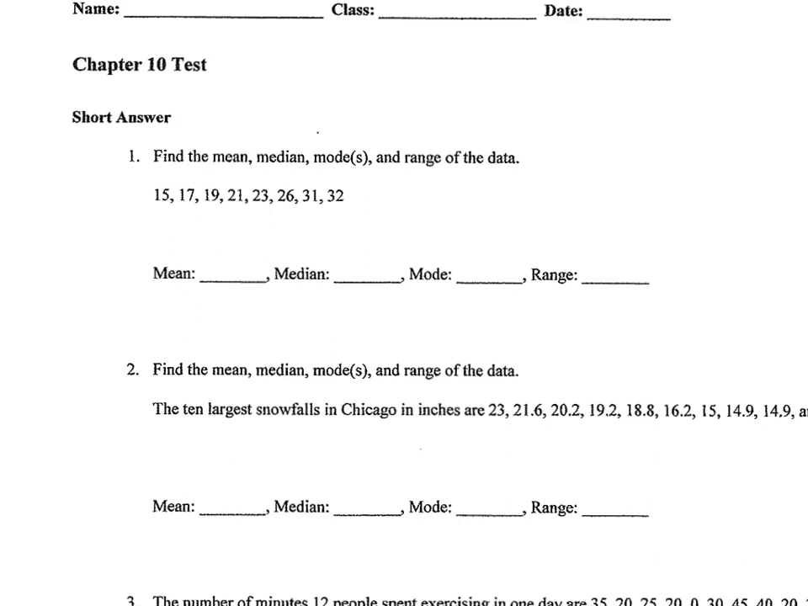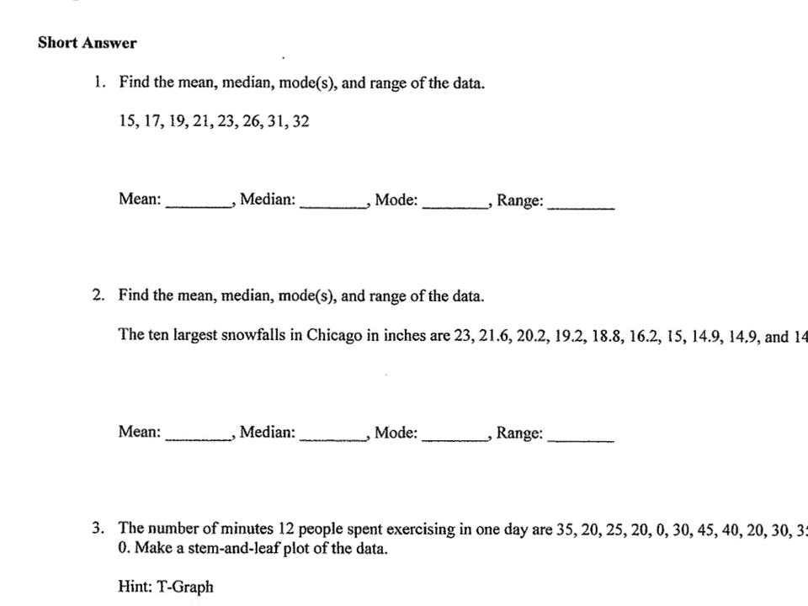You are asked to find the mean, which is the average, median, and mode, and the range. So you're asked to find 4 different things. We have 4 different blanks to fill in here. Make sure you list your numbers from smallest to largest, but the cool thing is they're already listed smallest to largest in this one. This one down here, they're not. You need to rewrite it so that it is.